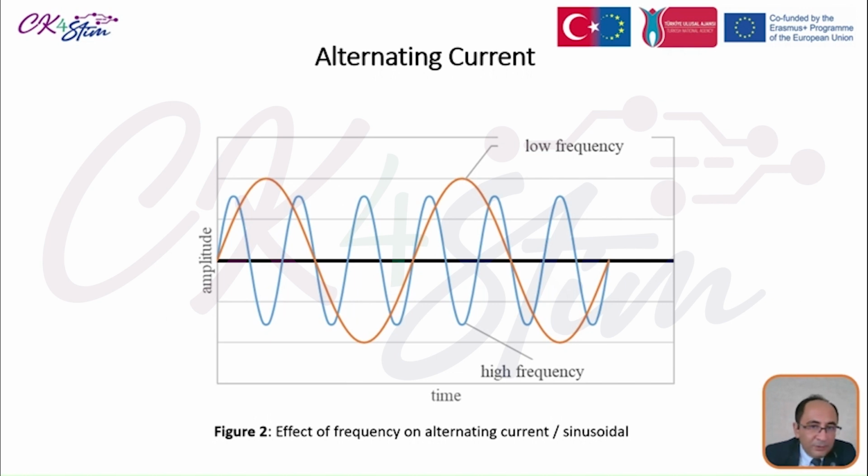When we talk about low frequency and high frequency, for example, if we say this is the time that we are looking at, the number of repetitions defines the frequency. So when we compare these two currents during this time, in 1 second, the number of repetitions, as you can see, increases in high frequency currents.